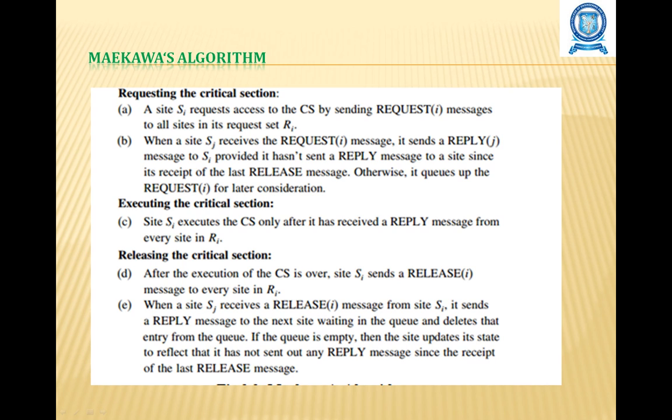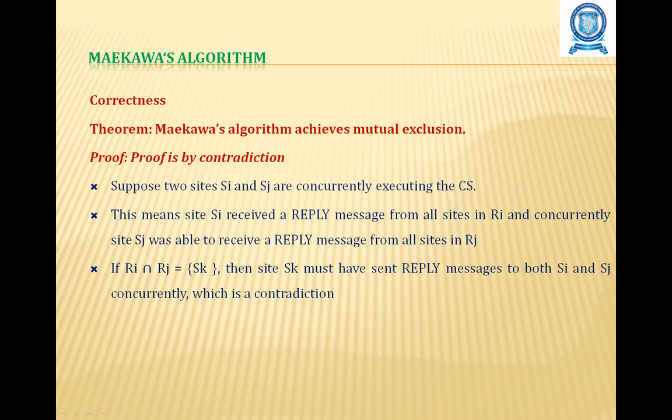When a site Sj receives this release message from site Si, it sends the reply message to the next waiting site in the queue and deletes the entry from the queue. In case the queue is empty, the site updates its status to show that it has not sent any reply message since the receipt of the last release message. Next, see about the correctness of this algorithm.